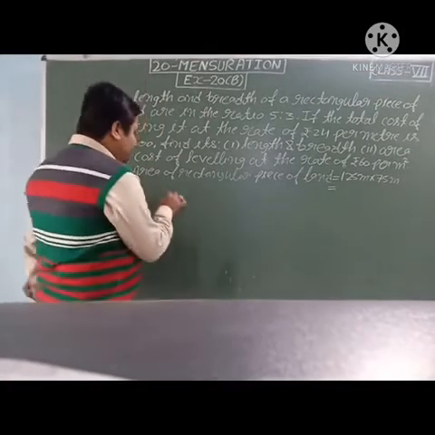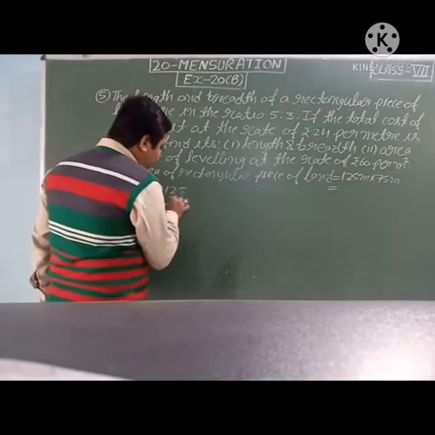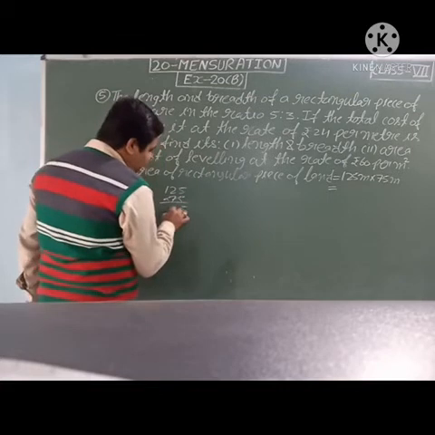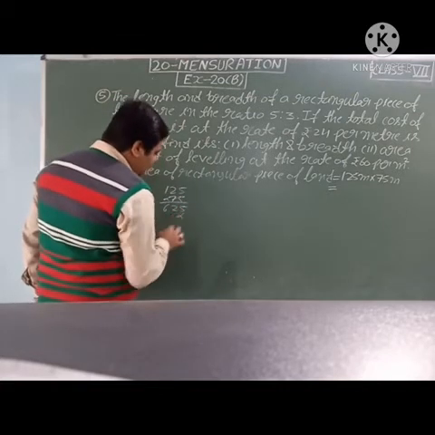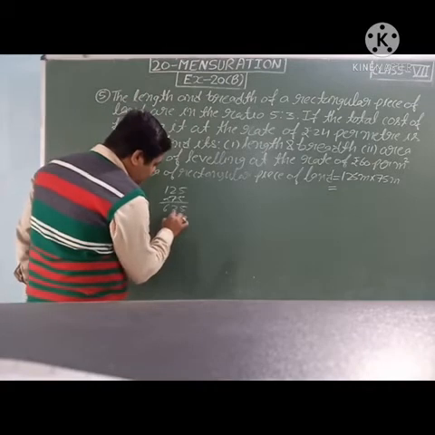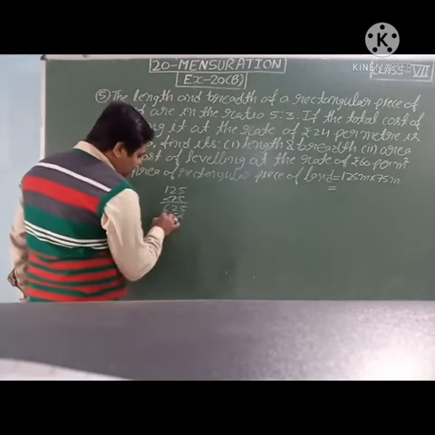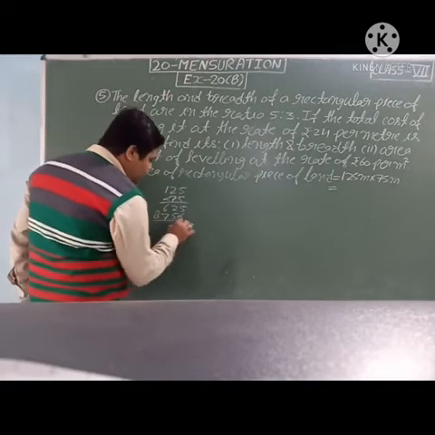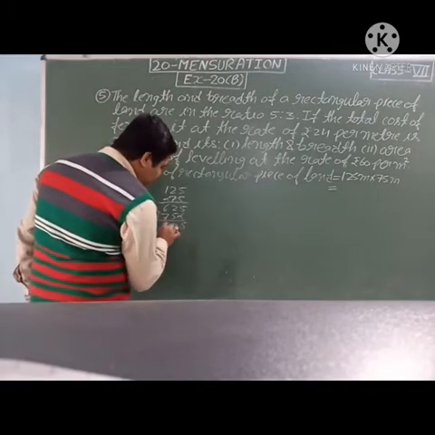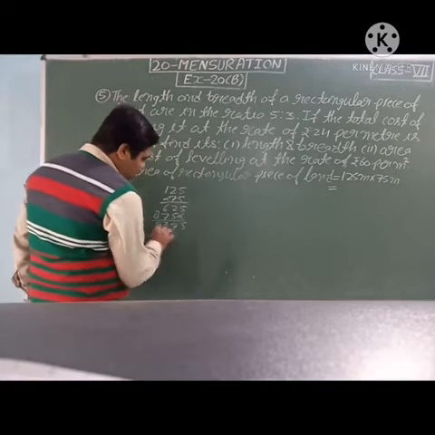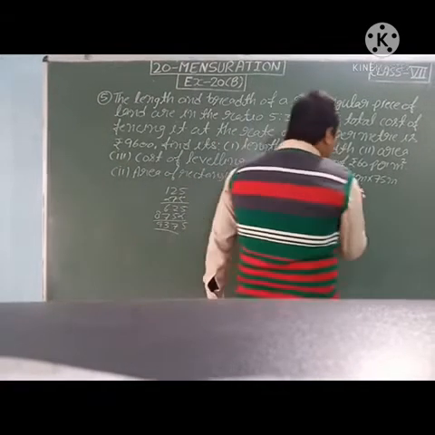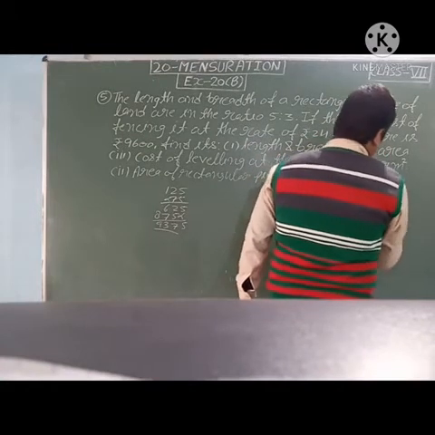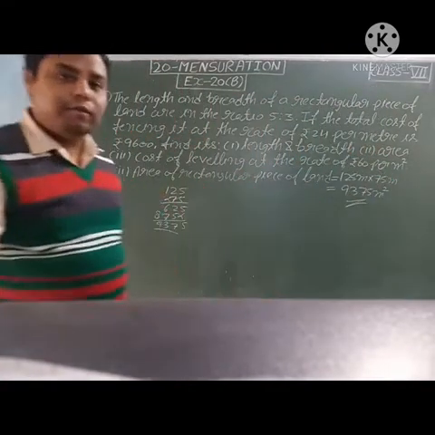So see what is coming, 125 and 7. 5 7s are 35. 7 2s are 14 and 3, 17. 7 1s are 7 and 1, 8. So 9375. So students, area is coming 9375 meter square. So it is the answer of second part.